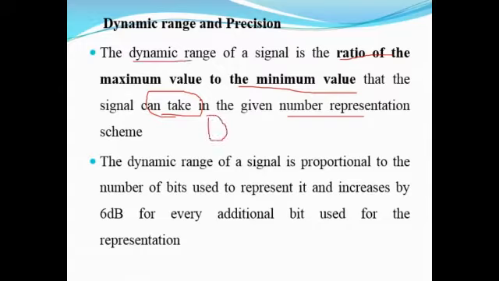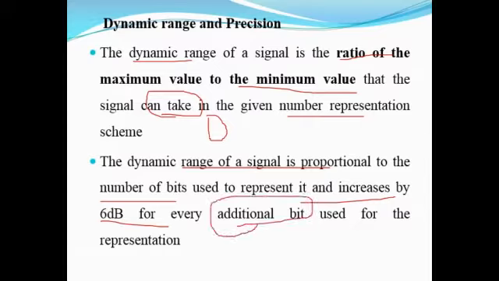The dynamic range of a signal is proportional to the number of bits. The dynamic range is always proportional to the number of bits we are going to use to represent a signal, and increases by 6 dB for every additional bit used for the representation. For example, if we are using 4 bits to represent a particular signal or number, then we consider an additional 6 dB for each additional bit added to the signal.